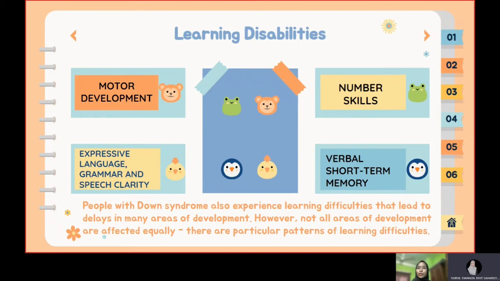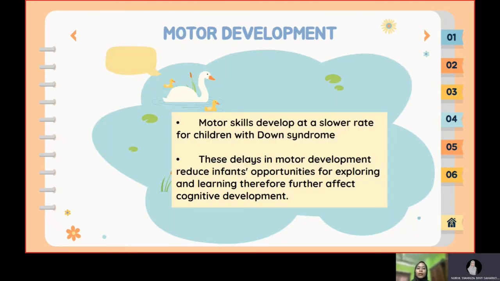Okay, next we will proceed to see what the learning disabilities in children with Down syndrome are. Firstly is the motor development, number skills, expressive language, grammar and speech clarity, and lastly verbal short-term memory. Okay, firstly we will go to the motor development.